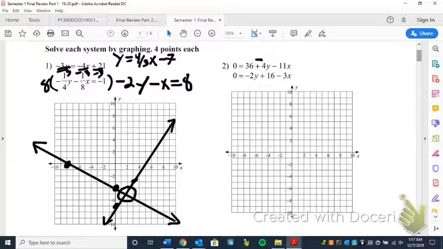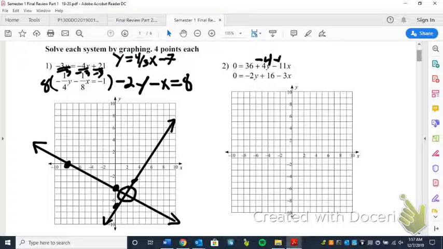Now, here's the thing. That doesn't hit perfectly. So solving it by graphing, we can say that's where they meet, but there's really no way to be specific. To really solve this, we would have to use algebra, either elimination or substitution. So, moving on to number 2.